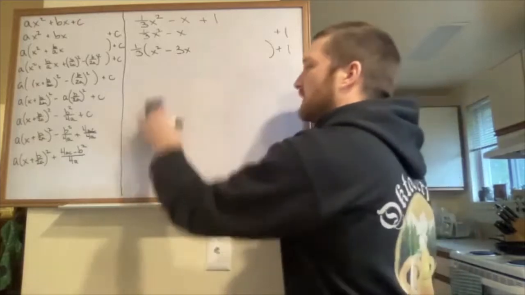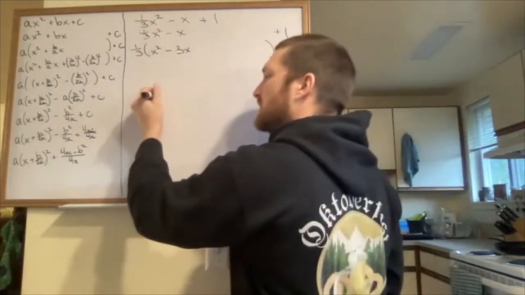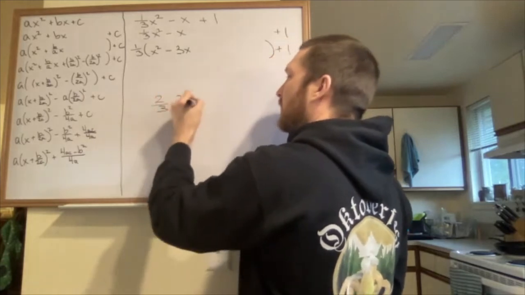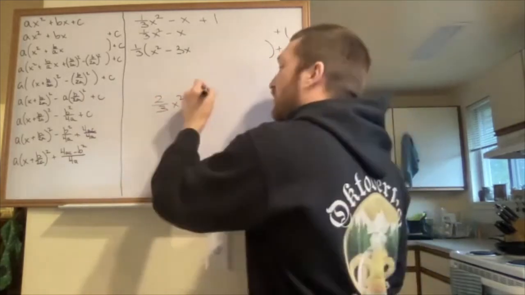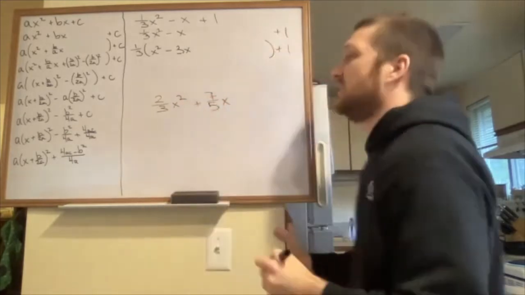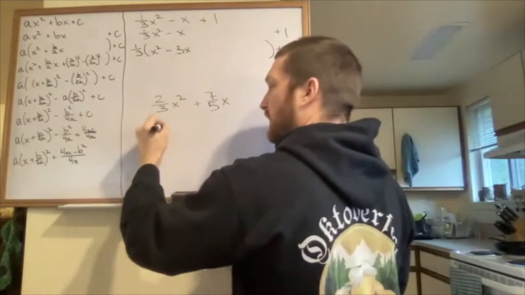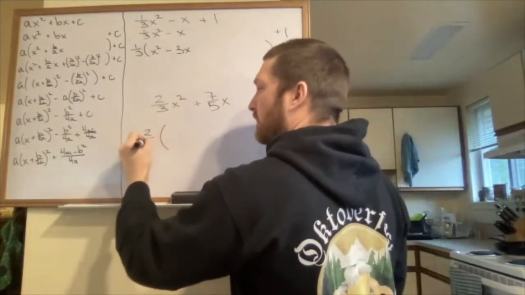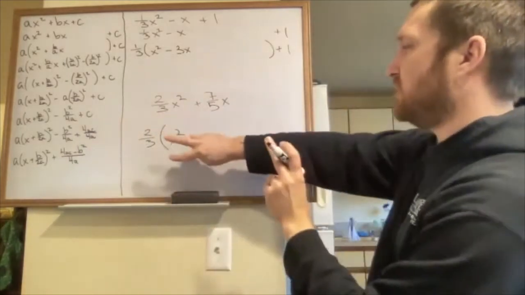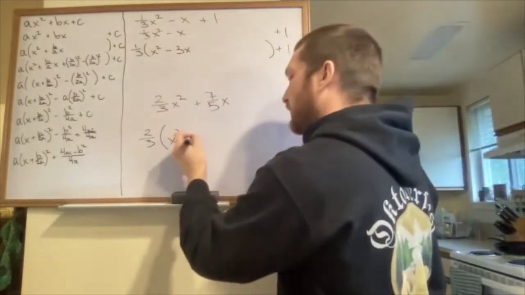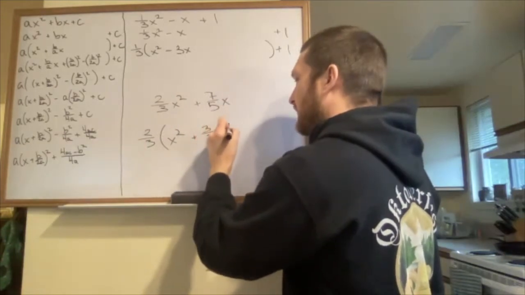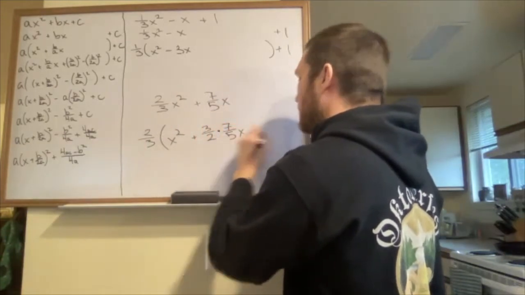So let's just real quick, let's say it was even uglier. Let's say it was 2/3 x squared plus 7/5 x. You could say, well, factoring something out means dividing by. Dividing by a fraction means multiplying by its reciprocal. So let's just multiply this thing by its reciprocal. And we'd have this right here. And it would be really ugly.